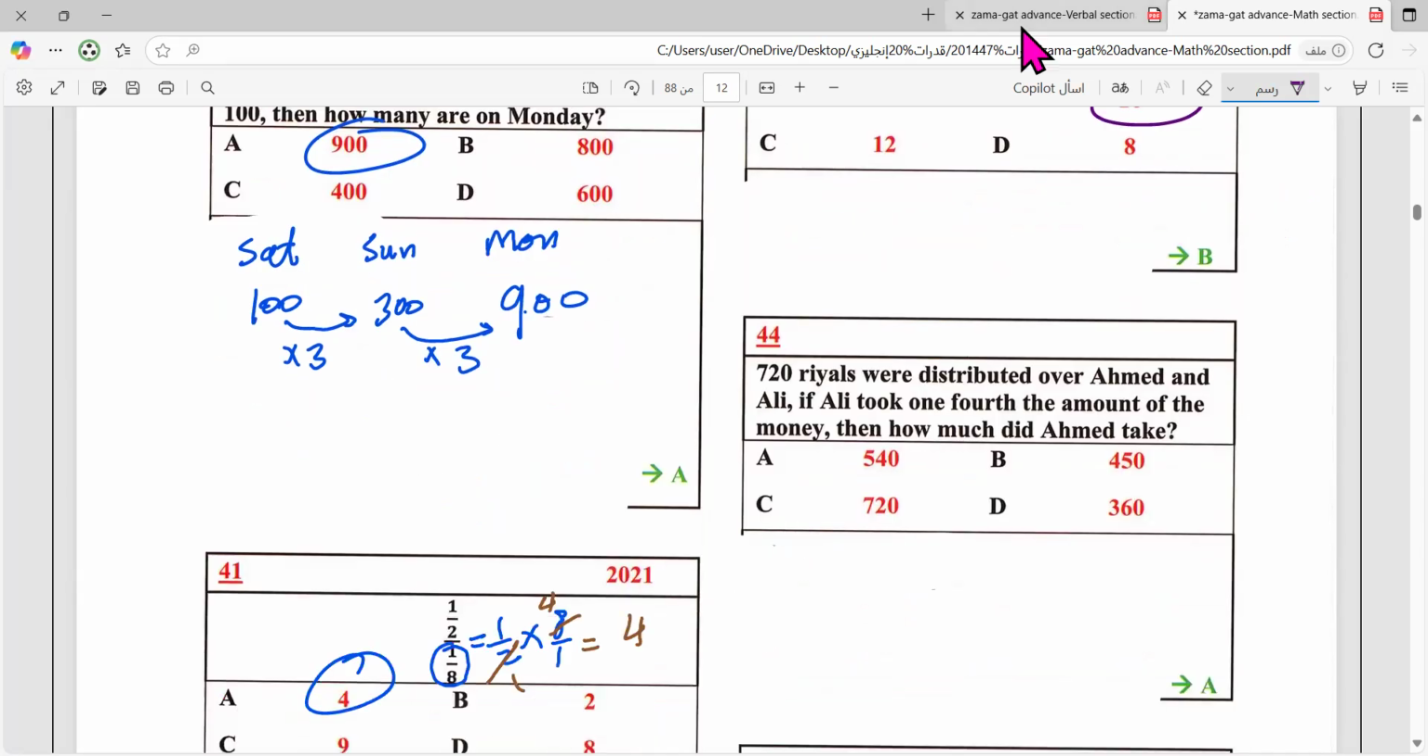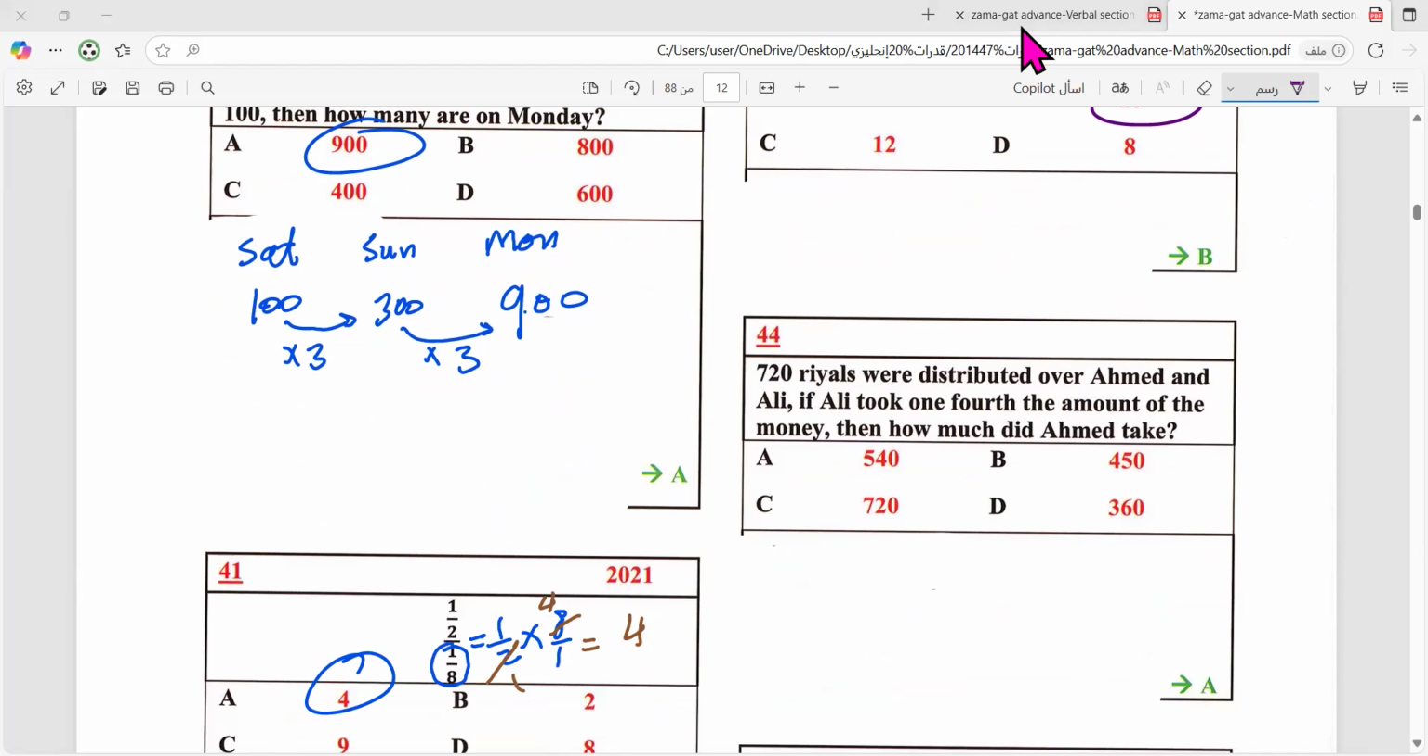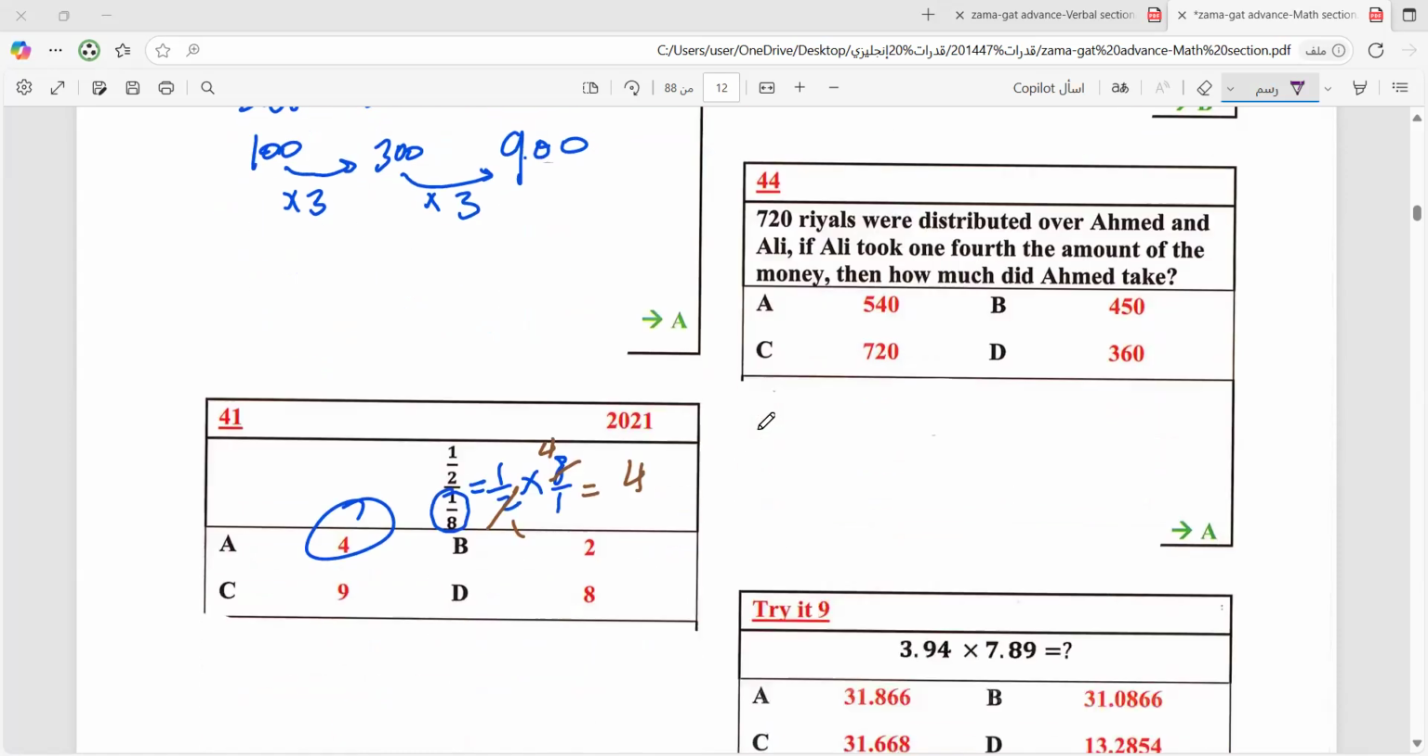Right, good. Okay, now with Hassan Mustafa, 44, please, Hassan. Read the question. 720 riyals were distributed between Ahmed and Ali. If Ali took 1/4 of the amount of the money, then how much did Ahmed take?